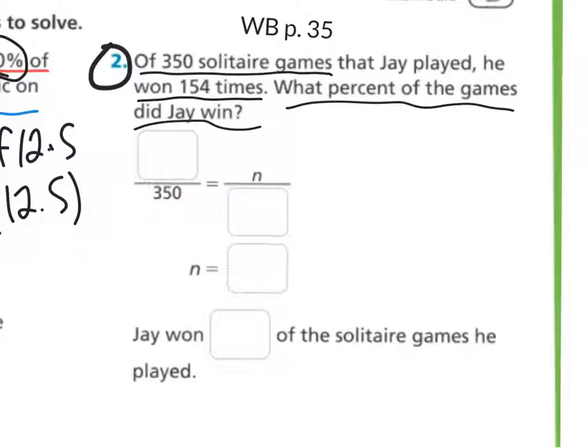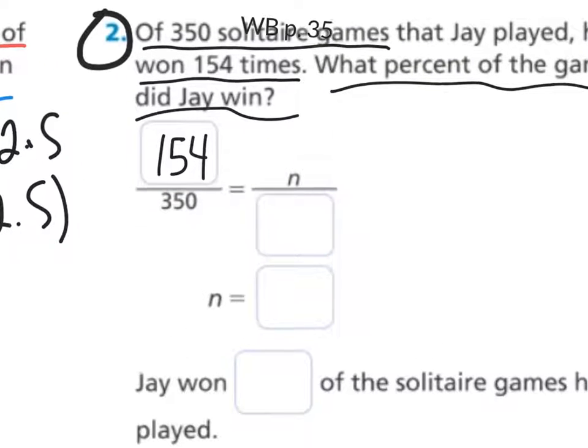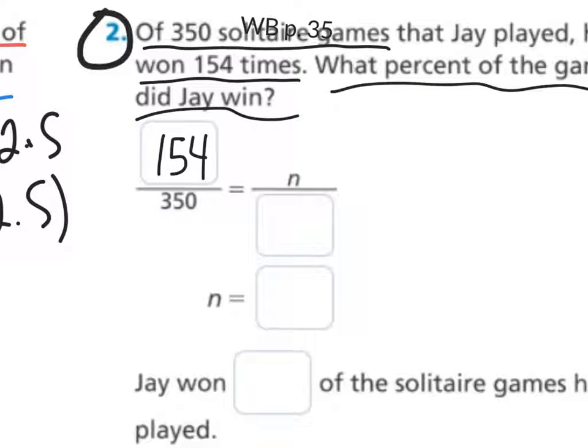Okay, so this time we're trying to find the percent again. So what we could do, our part is the 154 games that he won out of the 350. We're trying to find the percent. And we know percent's a number out of 100. And again, I don't know why they didn't just do P for percent here, but they didn't.